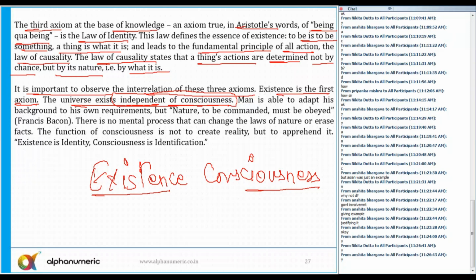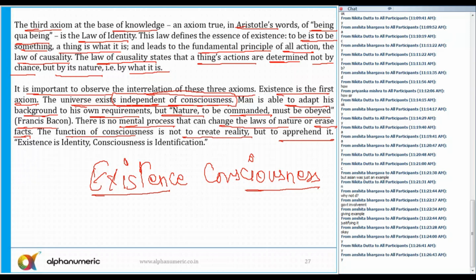Man is able to adapt his background to his own requirements, but nature, to be commanded, must be obeyed. So you can make adjustments according to your requirement. But if you want to change your nature, you must obey your nature. This is what Francis Bacon also said. So there is no mental process that can change the laws of nature or erase facts. The function of consciousness is not to create reality, but to apprehend it.